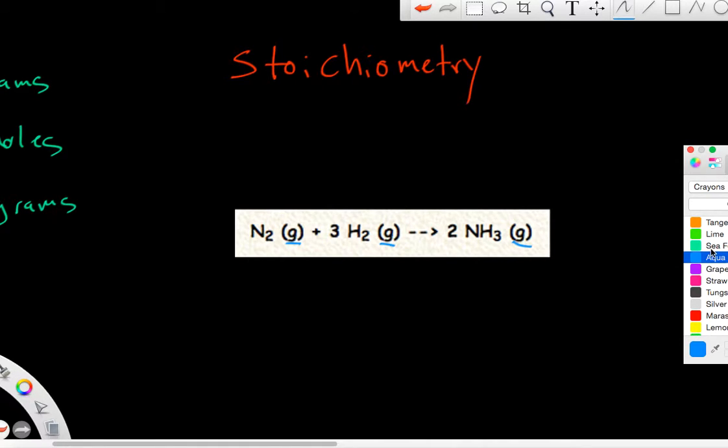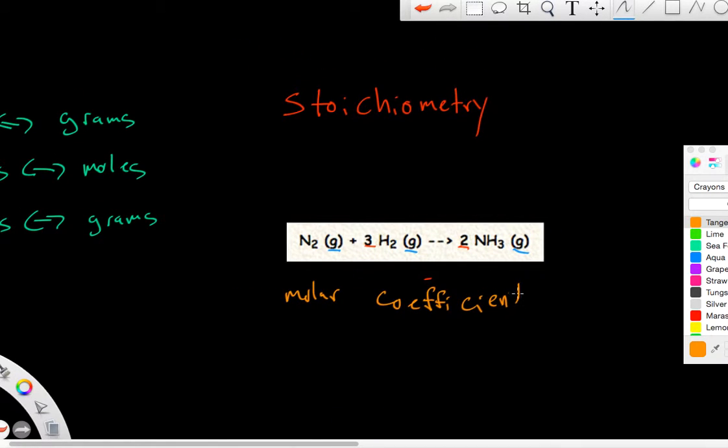But we haven't really focused a ton on these numbers out front. And in balancing, we've gone over this. If we've done that yet, I'm not sure where, if we're going to be doing that first this year, but I'm assuming we will. So these are called molar coefficients, and I can spell that out for you. So they are molar coefficients. And just testing my spelling today.